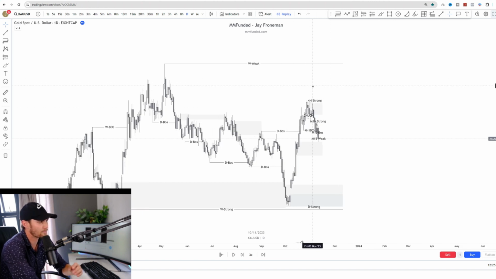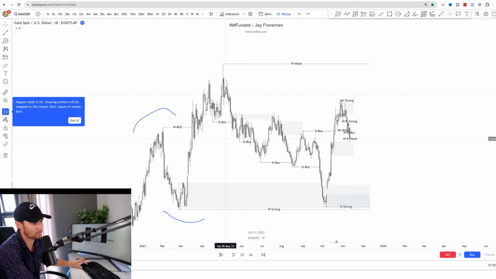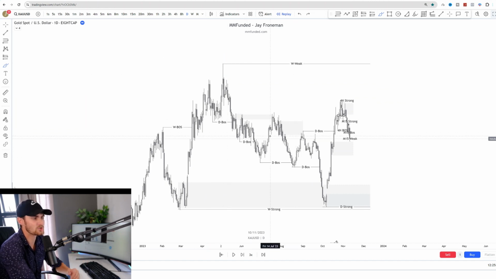Okay, so immediately I can see on the daily time frame, we have our weekly strong lows, weekly break of structure, weekly weak high after that weekly pullback started when the daily swing structure shifted bearish. We had the most recent daily break of structure, and that daily break of structure to the downside, making this a daily strong high, which then signaled the start of the weekly pullback.